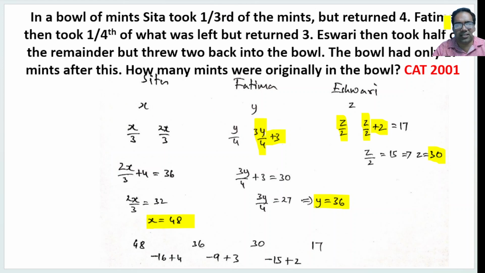Now let us just recheck this entire calculation. There were 48. Sita took one third, that means minus 16, but she returned 4, that means plus 4. So 48 minus 12, which is 36. Now, of this 36, Fatima took one fourth, that means minus 9, but she returned 3, that means plus 3. 36 minus 9 plus 3, that is 30. Now, this fellow Ishwari took half of that, that means minus 15, but returned 2, that means plus 2. So there are 17. That solves the problem, right?